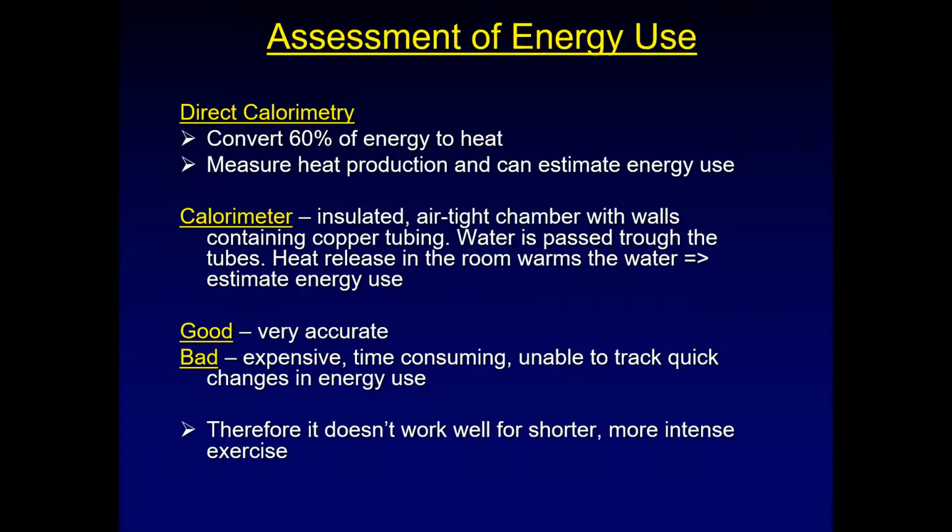Okay? So if we want to assess things, the best way to do it is called direct calorimetry. We convert about 60% of our energy into heat. We're amazingly inefficient in that way. But because of that, we're also really, really good compared to other animals at dissipating heat. If you couldn't dissipate heat, you'd kill yourself within an hour. You'd overheat, you'd cook the brain really well. So if we measure heat production, we can estimate energy use.